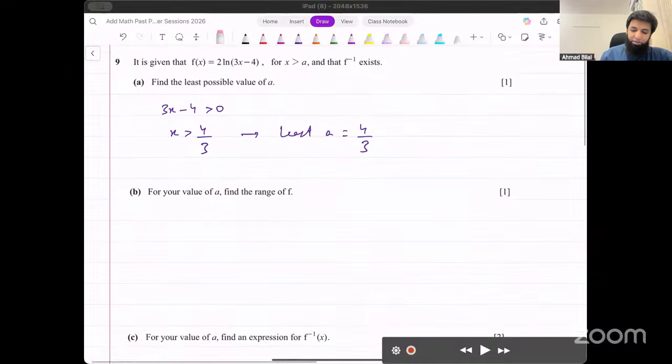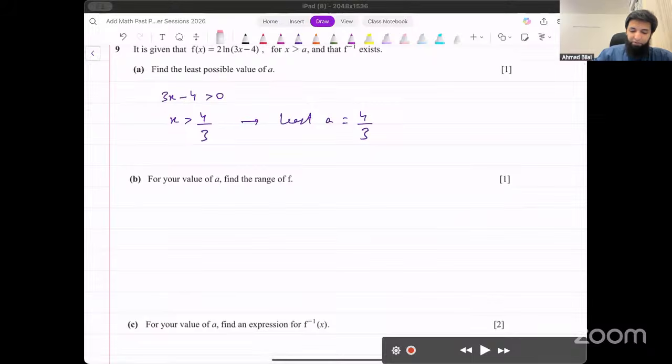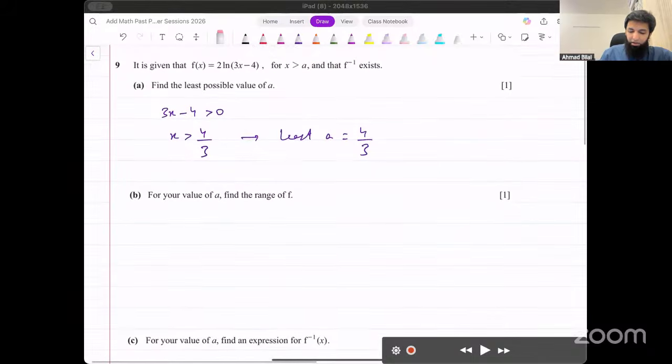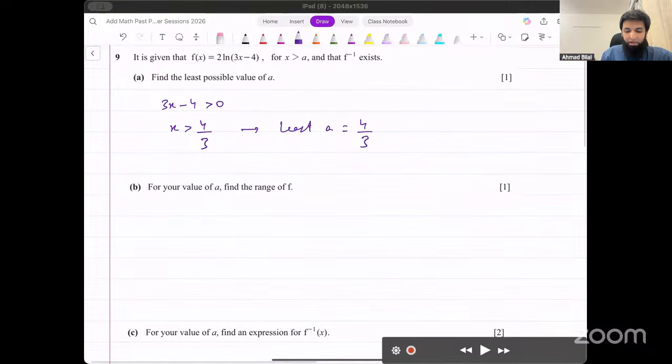Okay. Now they're saying for the value of a that you found, find the range of f. Remember, this function is a one-to-one function. Log function, exponential function, they're both one-to-one functions. For one-to-one functions, the range can be just found by looking at what happens at the end points.